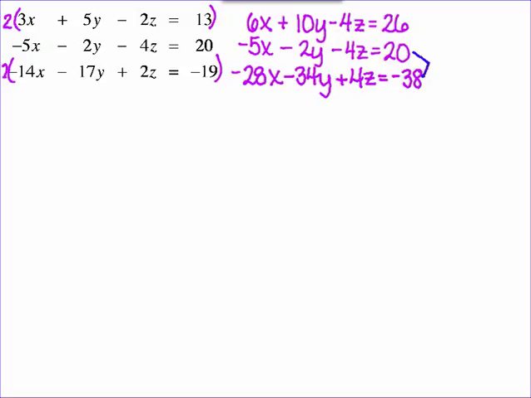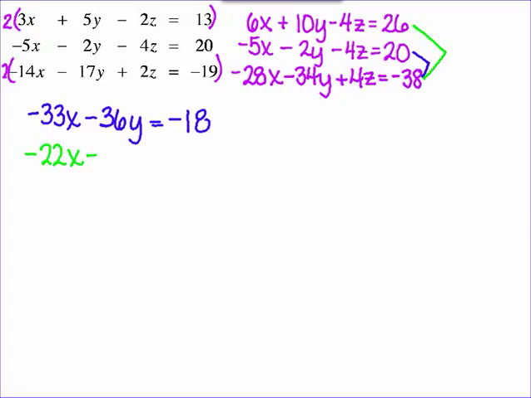When I add those together, what do you get? Negative 33x. Yep, minus 36y. Good, negative 18. So now all I did is add those two together. Now I'm going to add the top and the bottom together. Good, negative 22x. Yep, perfect. Negative 12, nice job. You guys did great on that one.